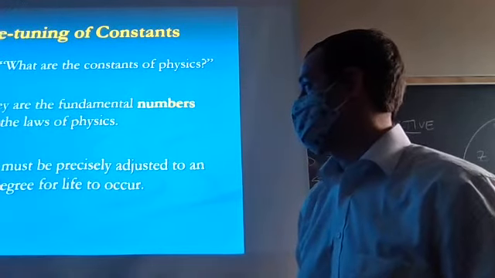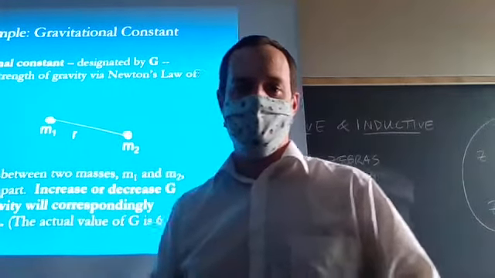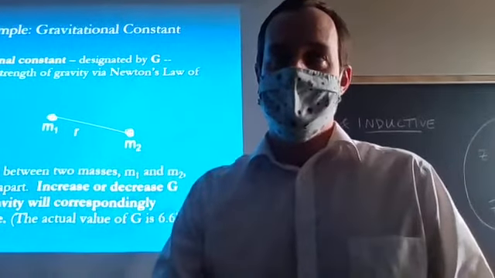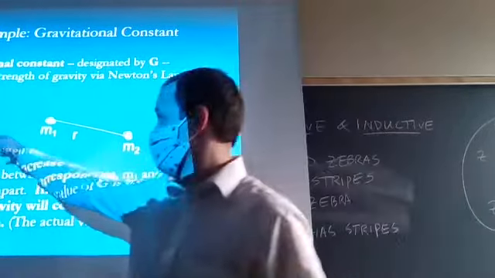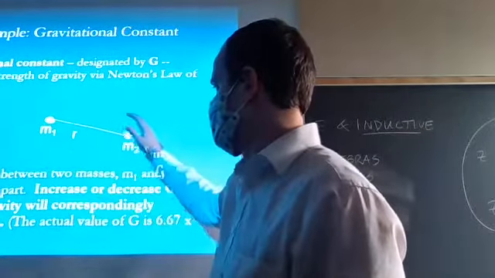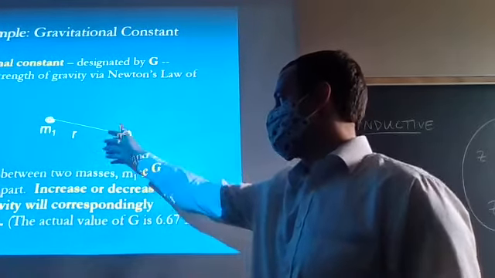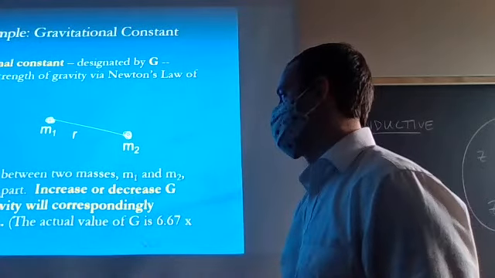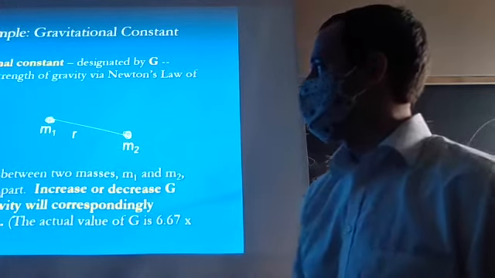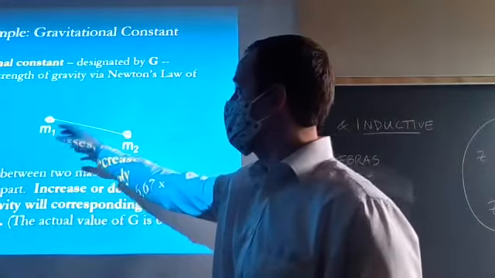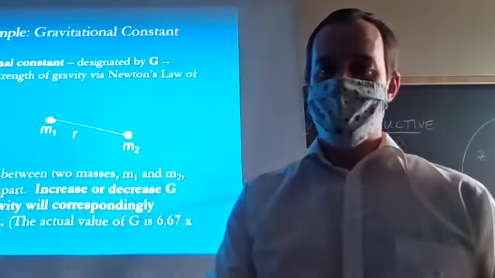Many of these must be precisely adjusted to an extraordinary degree for life to occur. One example is the gravitational constant, which has to be very precise. It determines the strength of gravity in Newton's law of gravity. Here's the equation describing Newton's law of gravity. Two masses separated from each other at a distance r are described by the force F. With an increase or decrease in G, the force of gravity will correspondingly increase or decrease. The gravitational constant has to be incredibly precisely calibrated for this particular equation to hold.